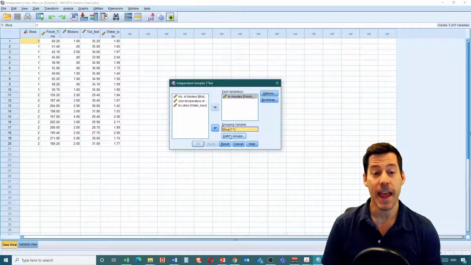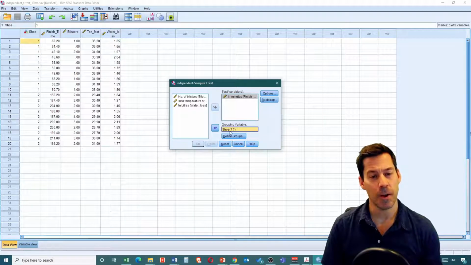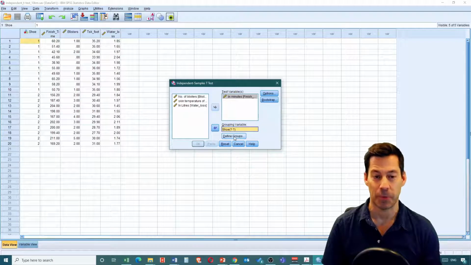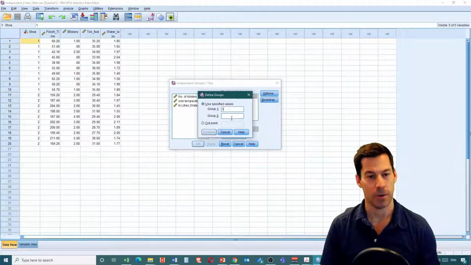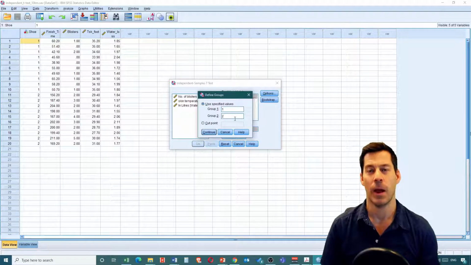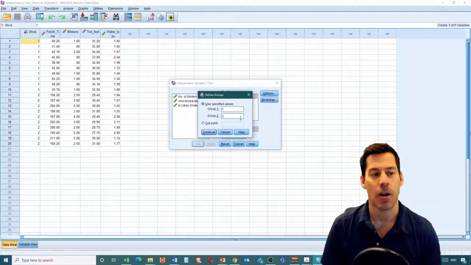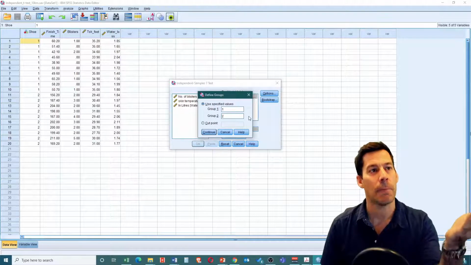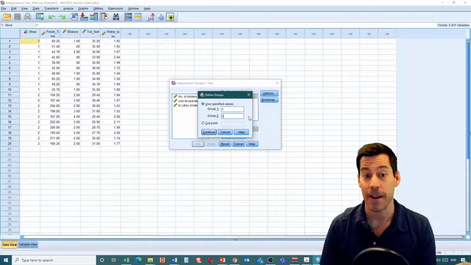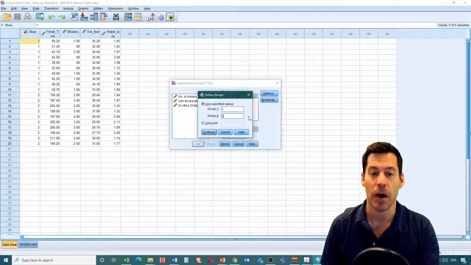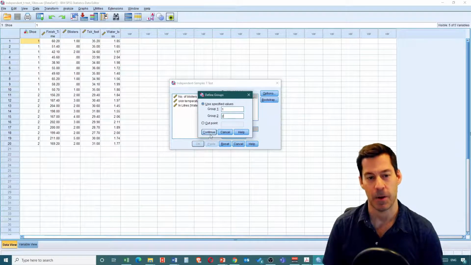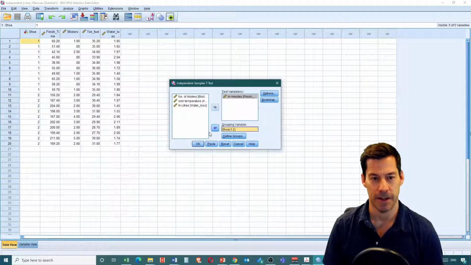Okay, and then you see it's got shoe question mark question mark. I need to define my 2 groups here. So if I click on that, I can say group 1 is 1 and group 2 is 2. Note that it could be anything in here, and you could be testing 2 things amongst a group of 4 or 5 different shoe types if you want to do t-tests. That's why it asks you. Here it's obvious, but in other cases it might not be. So I'm going to say continue.